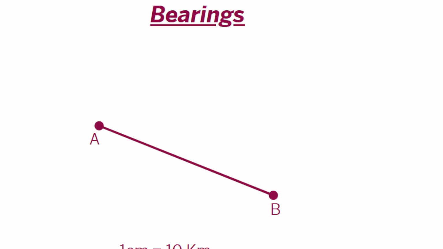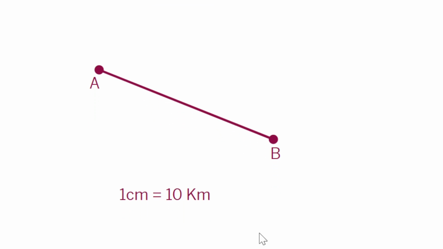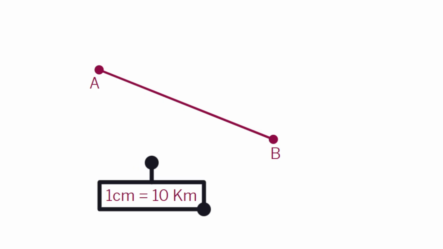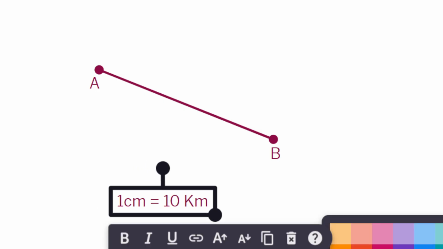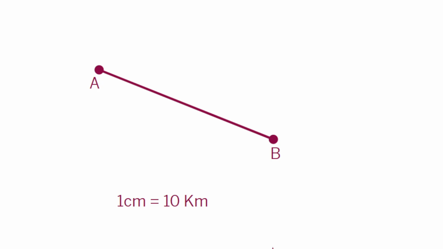there is city B or point B. They usually give you a scale factor like this here. They tell you 1 centimeter is 10 kilometers, for example. And then they start asking you some questions. So the first question you may expect is, what's the distance between these cities?